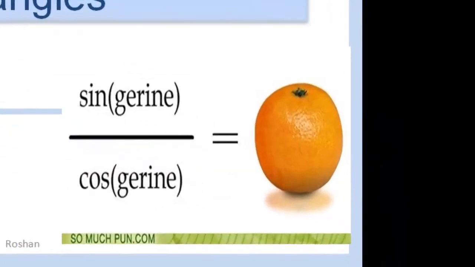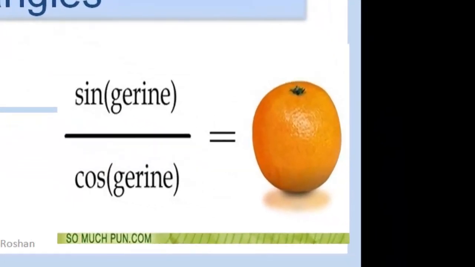So now that we know the definition of sine, cosine, and tangent, we will know that sine gerene over cos gerene is equal to tan gerene. Ha ha ha. Make sure, though, that you note you're not crossing out these gerenes, because remember, sine and cosine are both functions, and so it's not sine times gerene over cosine times gerene. The sine and the gerene are attached, so we get tangerine.